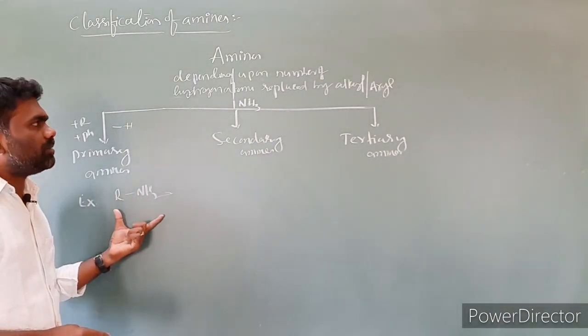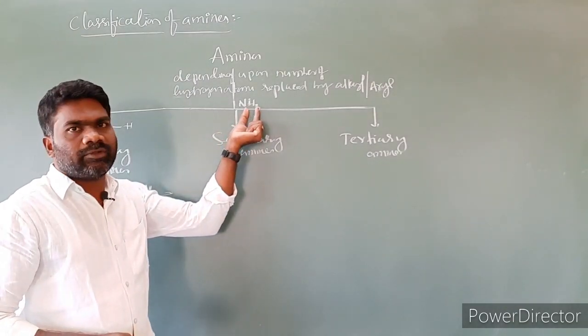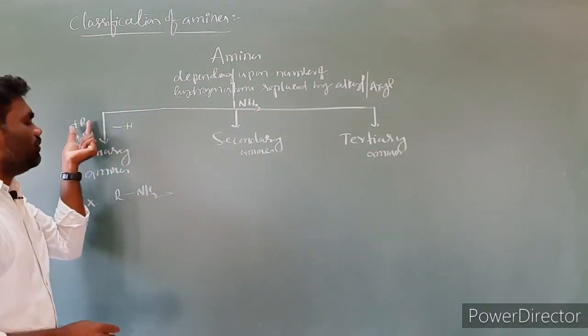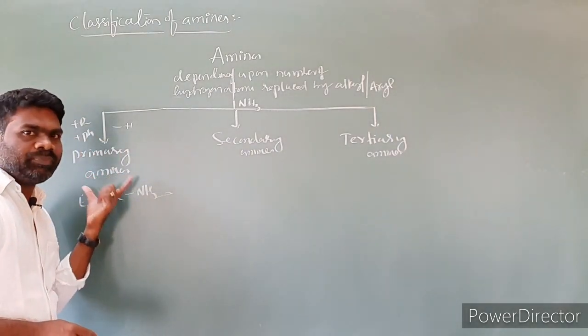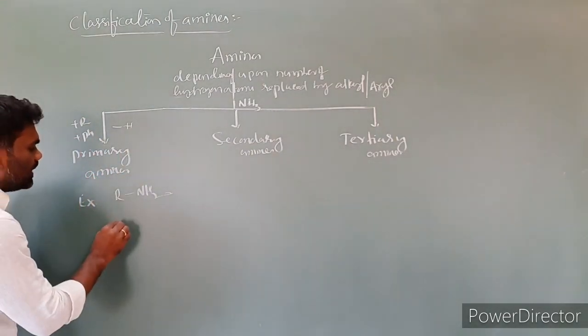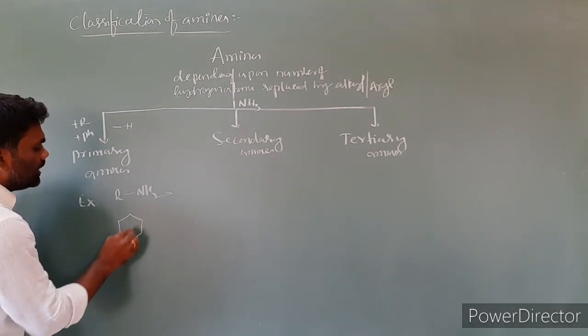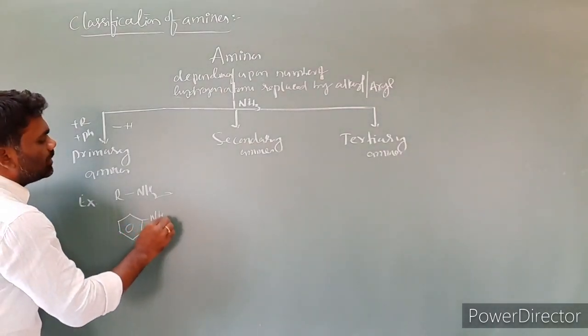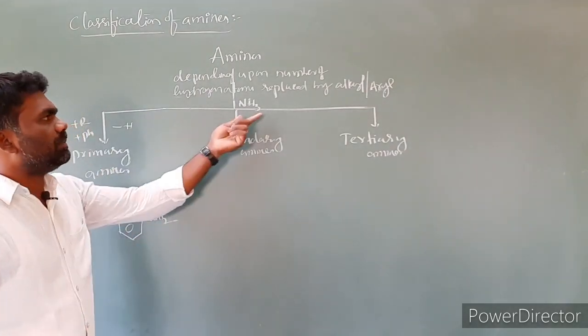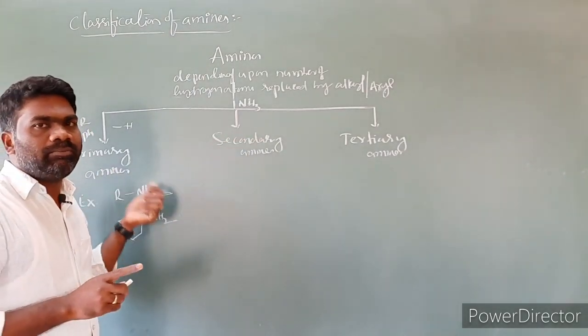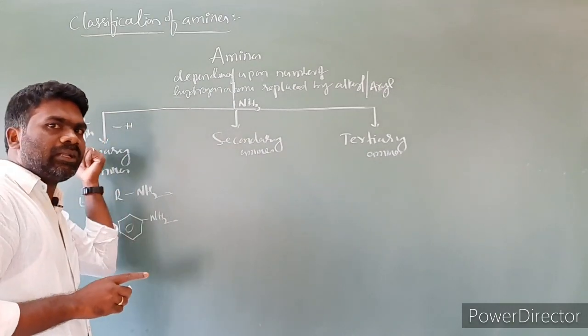So how do you get the primary amine? By replacing one hydrogen from ammonia and adding one alkyl group or one phenyl group, the resultant species is a primary amine. You can also take a benzene ring with NH2, which is also an example of a primary amine. Primary amines are obtained by replacing one hydrogen from ammonia by alkyl or aryl, only one.